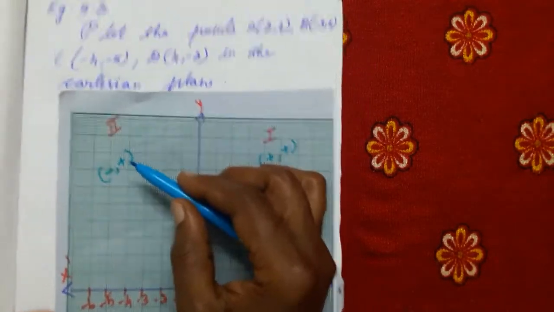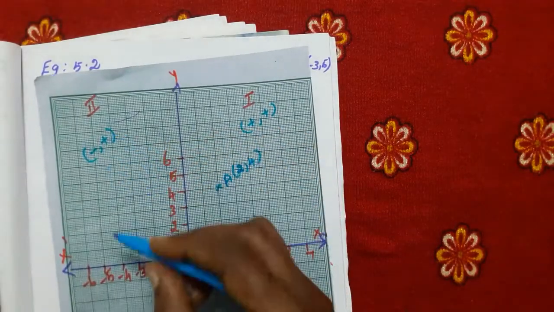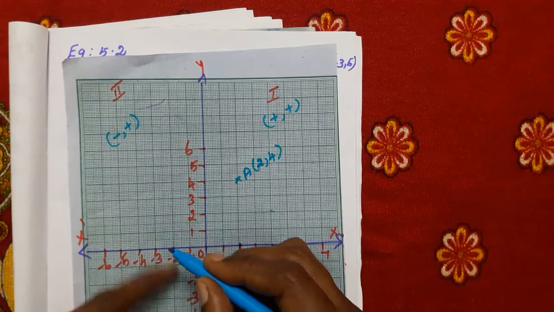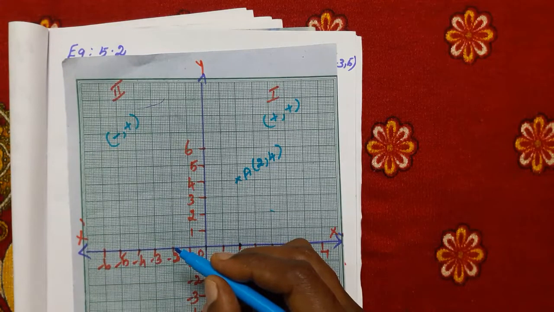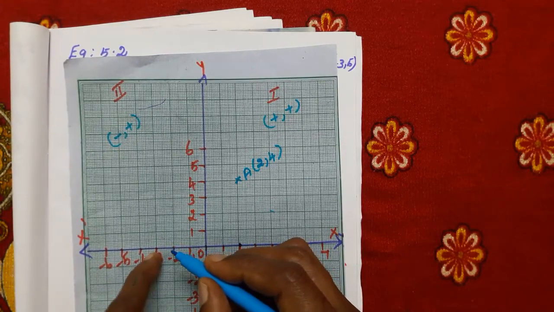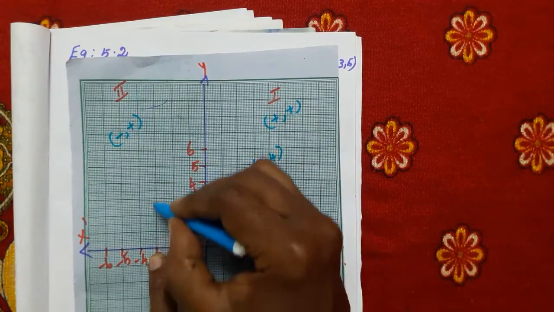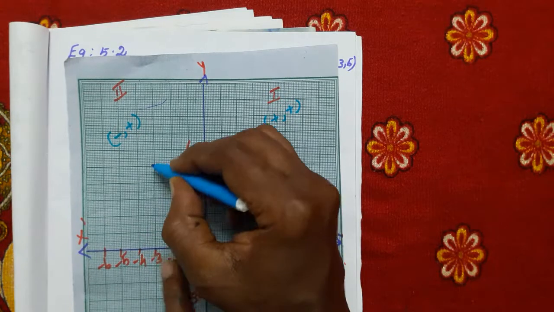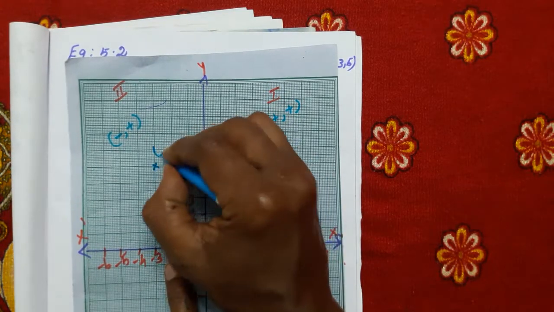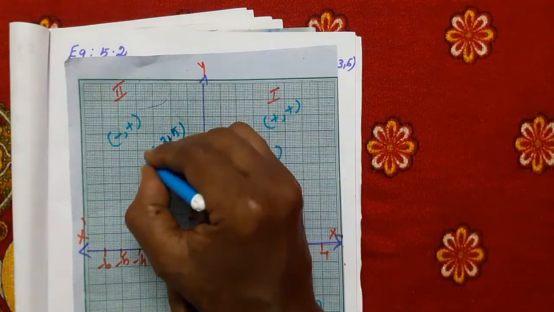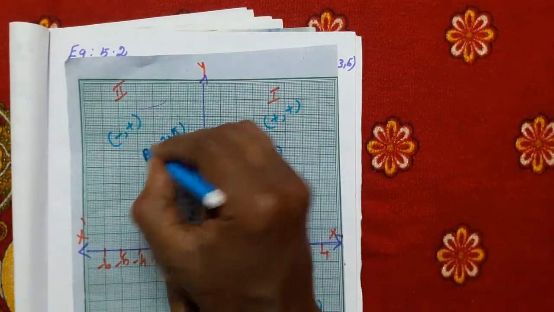You have to see here. Listen. Minus 3 comma 5 means here, minus 3 on the x-axis. Don't select this minus 3 first. First you have to see the x-axis, minus 3. Then y-axis 5. Minus 3, 5. So which point? This is minus 3 comma 5. This is B (-3, 5).